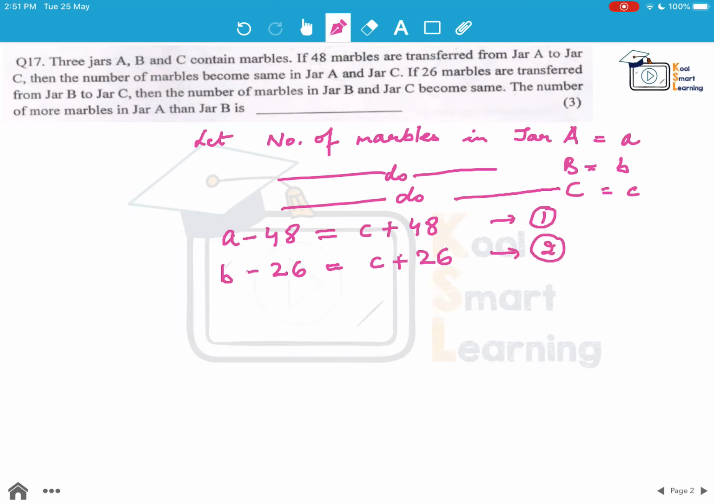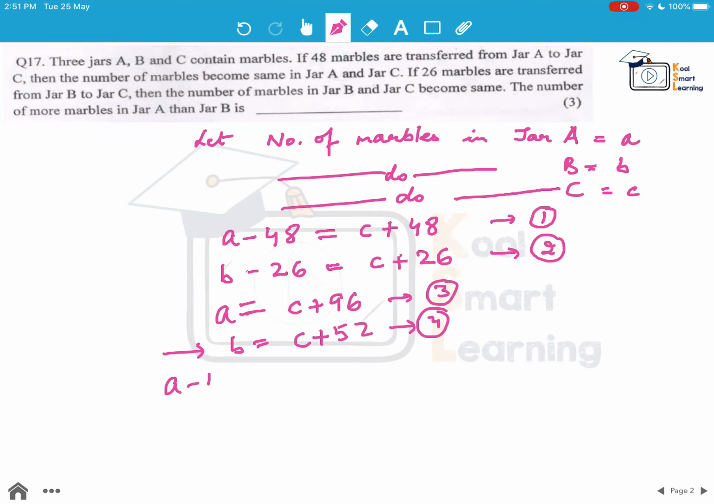Now since we have to find out how many more marbles does jar A have as compared to jar B, so let's subtract 2 from 1, because we have to find out what is A minus B. In fact, let's first of all simplify the first one, and it becomes A is equal to C plus 96. Let's call it third. And B is equal to C plus 52. Let's call it fourth.